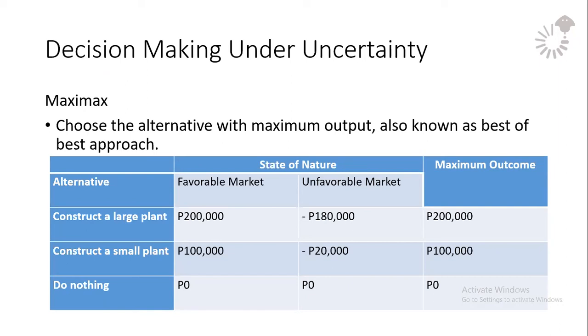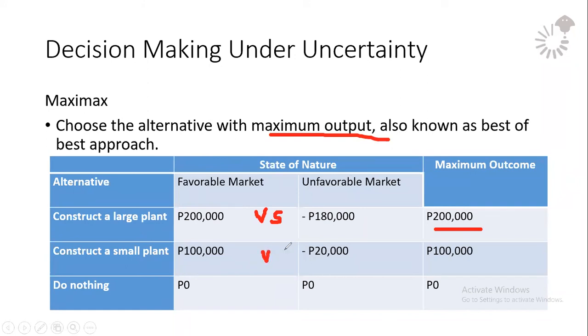Let's start with maximax. For maximax, choose the alternative with maximum output, also known as best of the best approach. Again, if you remember the definition of uncertainty, wala tayong, or we have insufficient knowledge for probabilities. So wala siyang probability of each outcome. So anong gagawin na natin? If we apply the maximax, hanapin natin yung maximum output. So 200,000 versus 180,000. Ano yung maximum output or the most positive? That is 200,000.